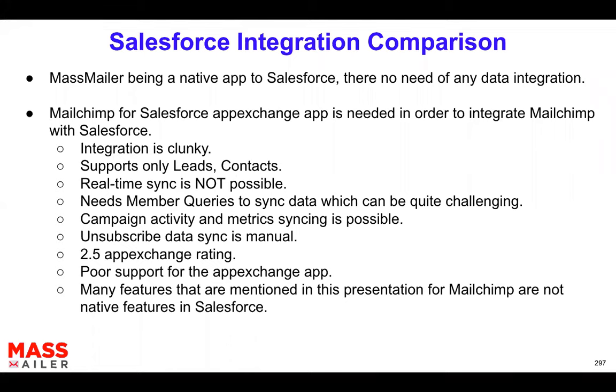Okay. And again, when I'm talking about campaign activity and metrics, you do get the high-level metrics. That's not a problem, but you cannot do anything with the Salesforce campaign. So I should have written Salesforce campaign activity, but yeah. You can still get the activities in general and the metrics in general from Mailchimp, but you can't really do any kind of Salesforce campaign syncing. That's not possible. Okay. And the unsubscribed data syncing is manual. This is what I heard from my customers, meaning you cannot really sync the unsubscribes automatically. That's not possible.